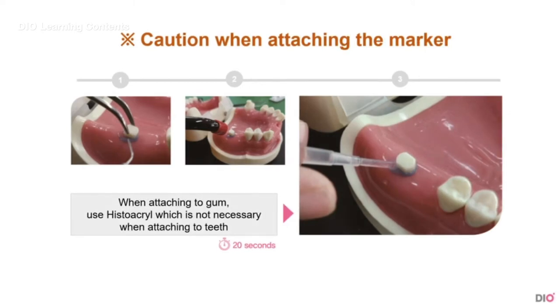First, when you are putting the markers, you must hold it with tweezers and place it where you want to attach it. Then, you have to apply flow resin and cure it with a light curing machine for 5 to 10 seconds.